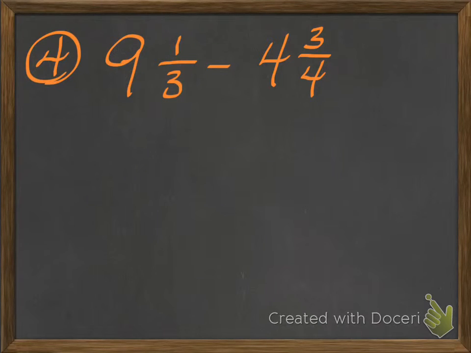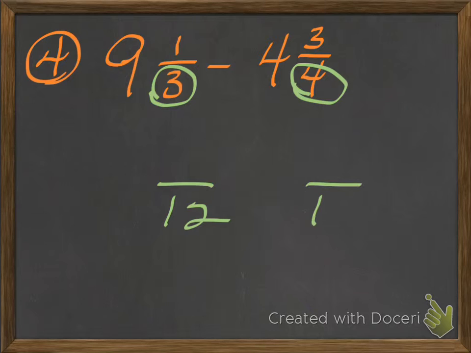9 1/3 minus 4 3/4. First thing I want to do is get a common denominator. So I know that the first common denominator they both share is 12. So I'm going to go ahead and change that. To get from 3 to 12, I know I'm going to multiply times 4. Whatever I do to the bottom, I do to the top.